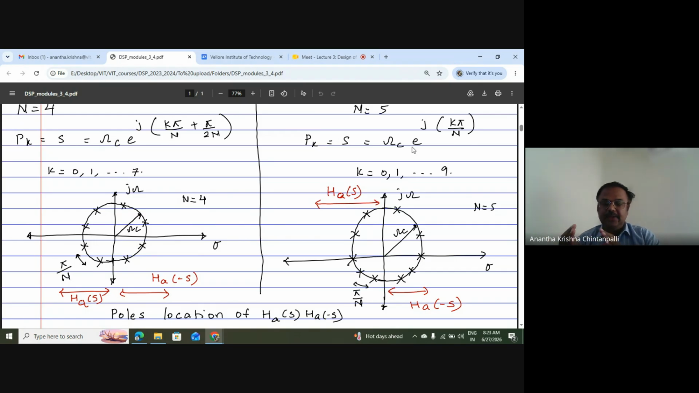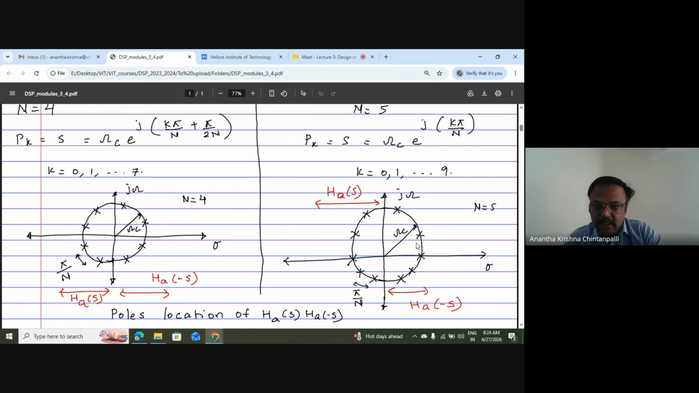Both, again, it has to be symmetric around the real as well as the imaginary axis. Okay, so again it forms a circle with a radius of omega c in both the cases. So I need to have a 5 here. So 5 meaning that I can have 2 here, I can have 2 here, and then the fifth one has to be here. Similarly, I have to have the same.